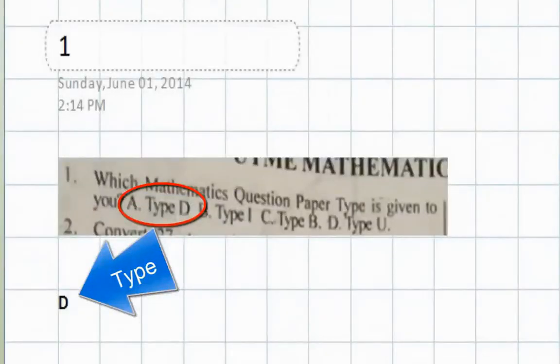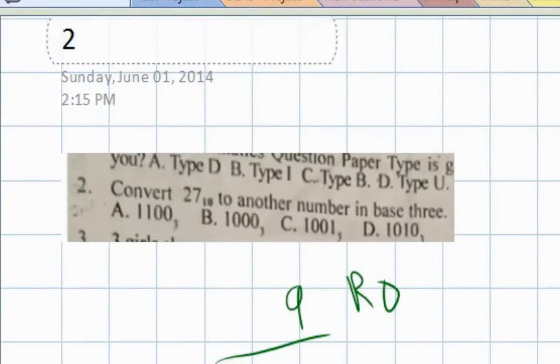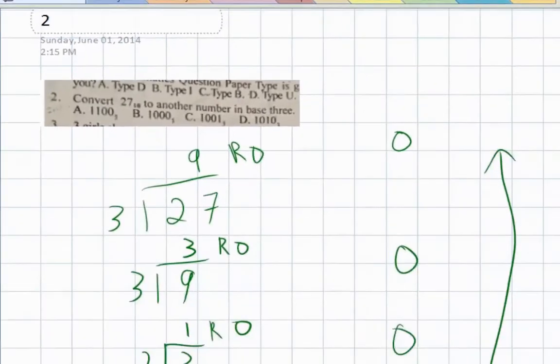And this type that we're going to be going over is type D. Question 2 wants us to convert 27 base 10 to another number in base 3. So in order to do this, we have to take 27 and divide it by 3 to get an answer. Take that answer and divide it by 3, get an answer, and do it over and over again. We're going to be paying attention to the remainders and using that to get our new number.